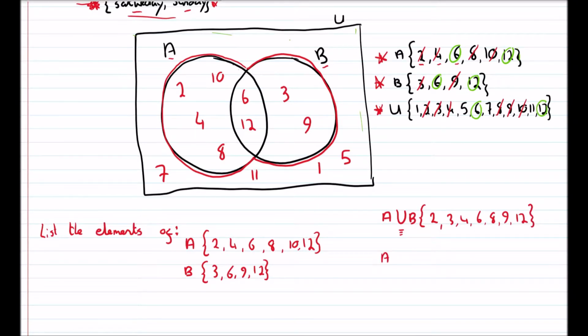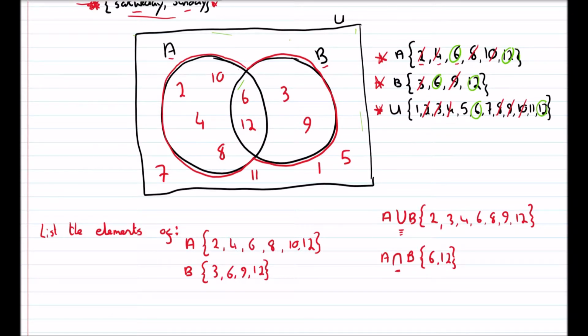We could be asked to list the elements of A intersection B. Intersection is where both of them cross, so it's everything in A that's also in B. So it's this bit here. And that would be 6 and 12.